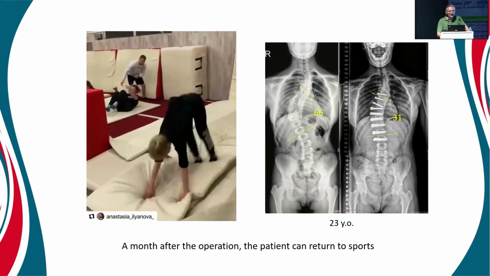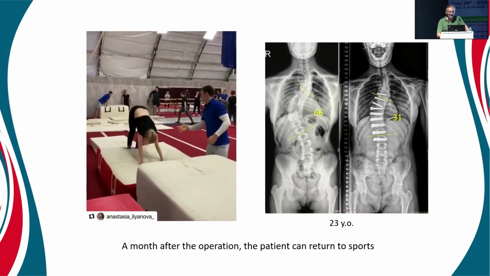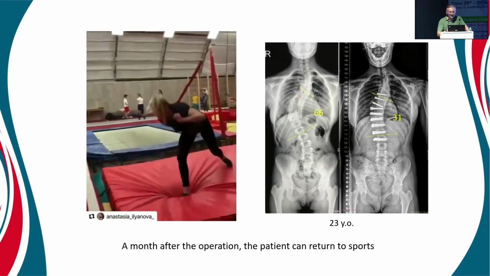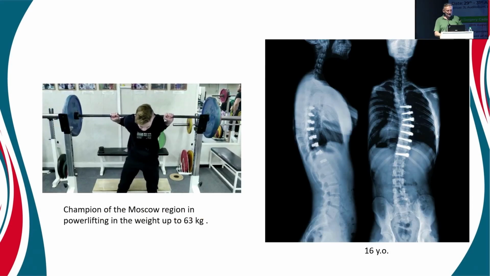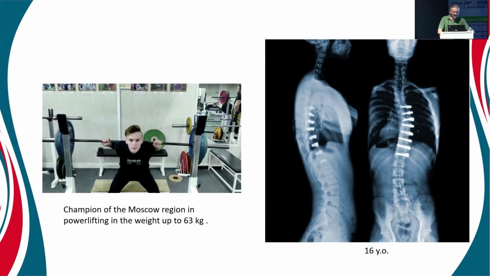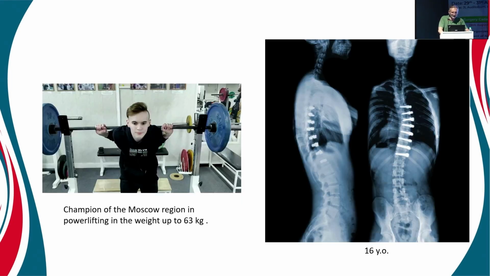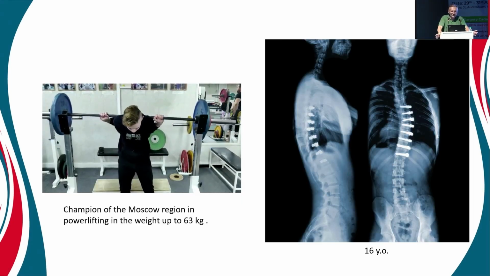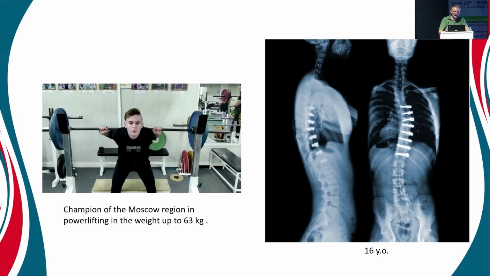For example, a professional girl 5 years after dynamic correction, it's the first cohort, and she is doing all exercises. And 3 years after surgery, champion of the Moscow region in powerlifting, in the weight up to 33 kilograms, and she can do different exercises without any problem and no loss of correction.